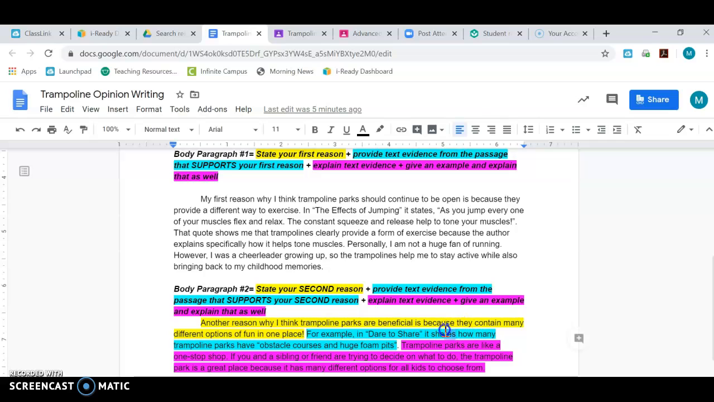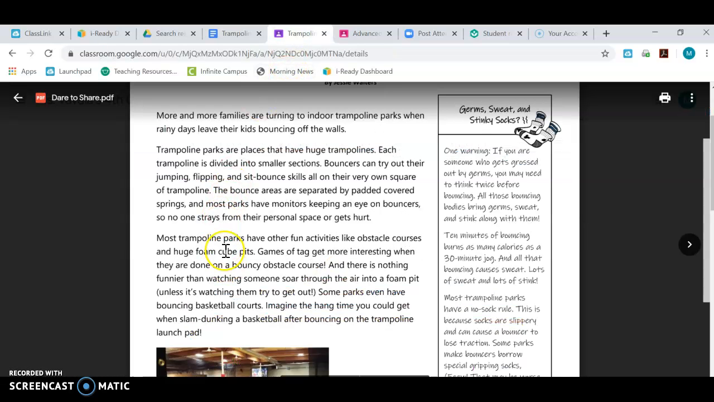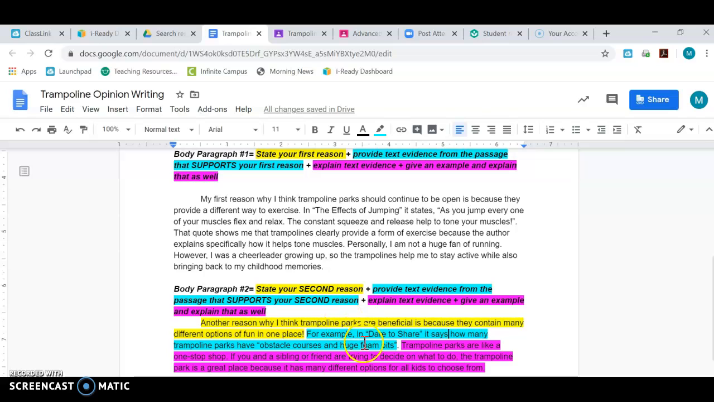or I could change that word because I didn't realize it went with the text. It says how many trampoline parks have obstacle courses and huge foam pits. So I copied that from, foam cube pits. So see, I can even correct myself. Cube, foam pits. Then I had to explain my text evidence.